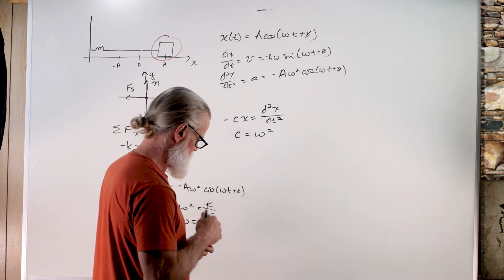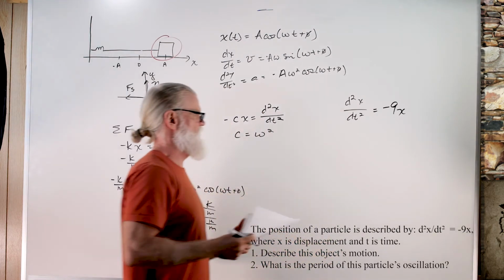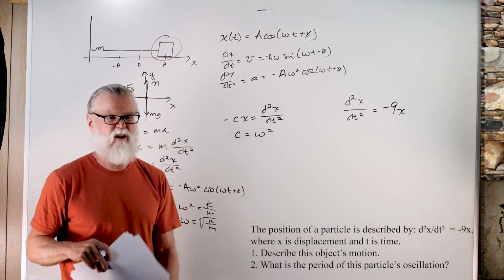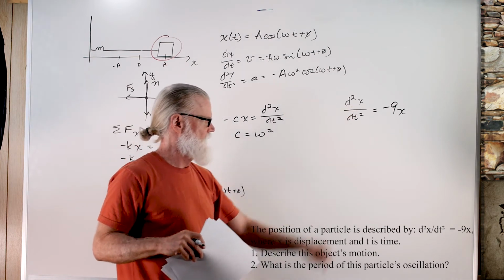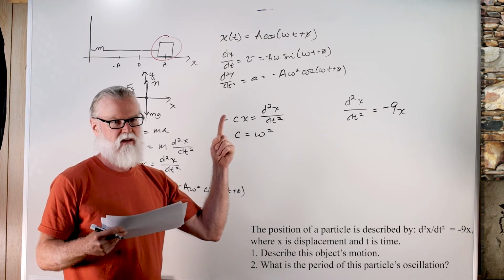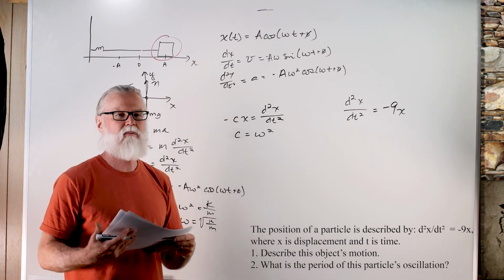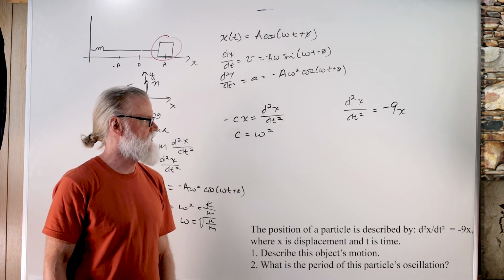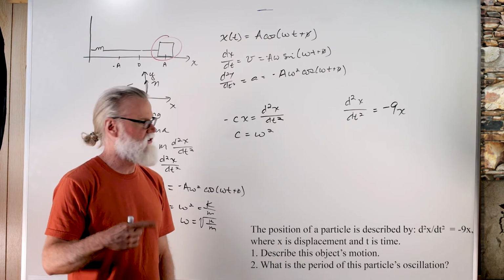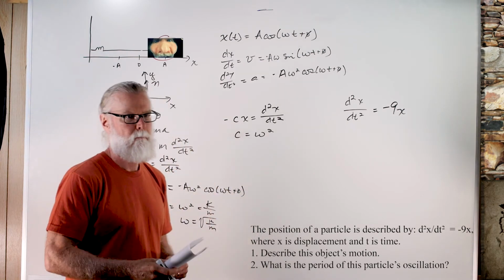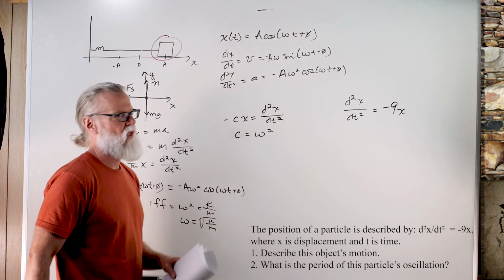So let's take a look at a problem. Let's say we had a function that looked like this. We got a position function like this. Number one, describe the object's motion. And number two, what is the period of oscillation? So I want you to take a moment. Describe the motion, and what is the period of the oscillation? Pause the video now. All right.